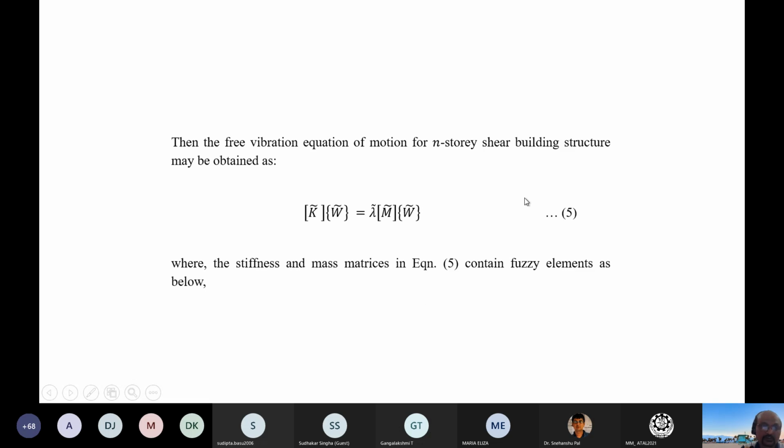After using Newton's law, etc., with all the physics and mathematics, the differential equation, if I simplify, then you will get an eigenvalue problem, that is K tilde W tilde is equal to lambda tilde M tilde W tilde. So that building problem is actually converted to a generalized eigenvalue problem. And why do we call it generalized?